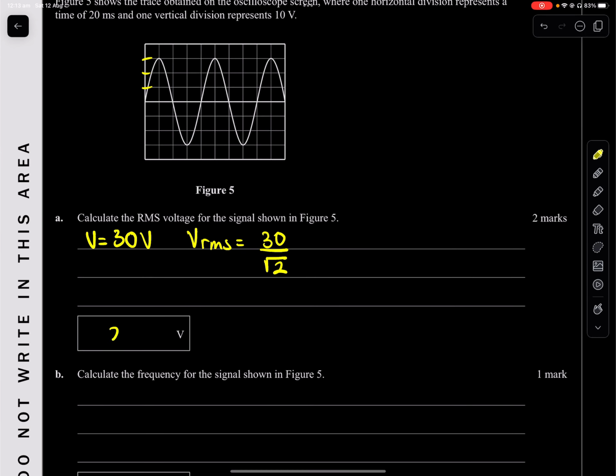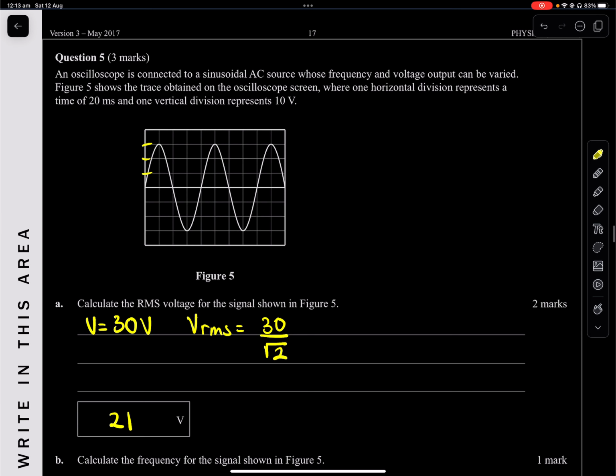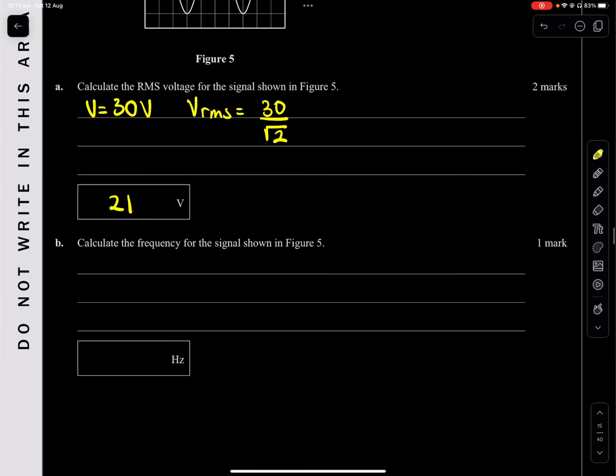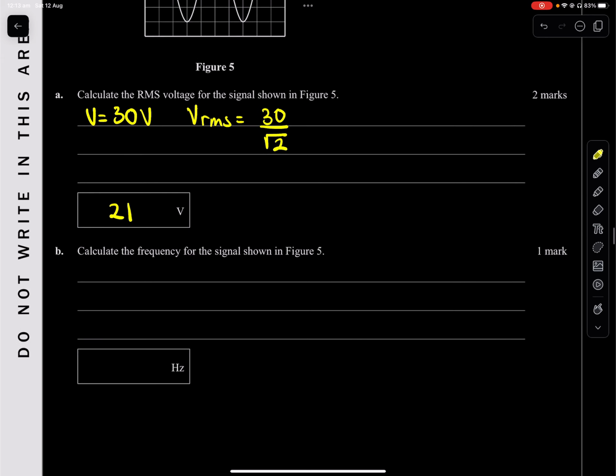So just to say, 21. Yeah, 2 significant figures, 21 volts. Calculate the frequency for the signal shown. Well, we know that frequency is what? 1 over period, so 1 over T.